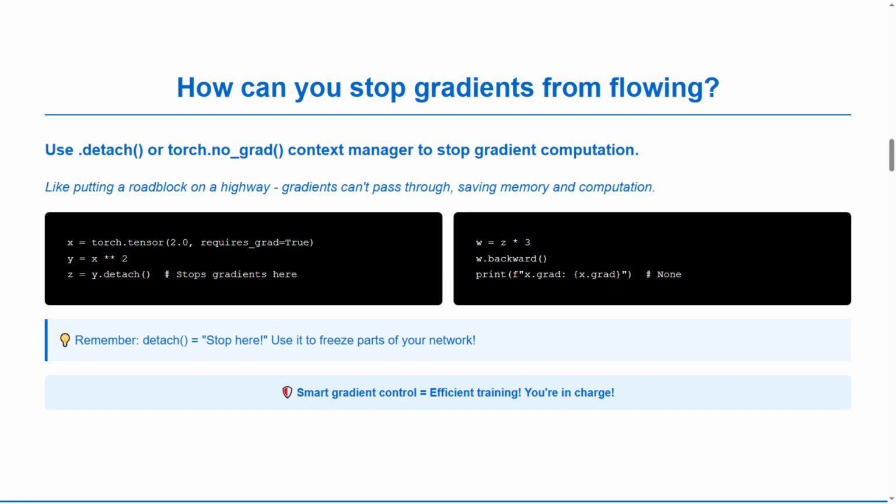Use it to freeze parts of your network. Smart gradient control equals efficient training. You're in charge. Summary. Use detach or no grad to prevent gradient flow for memory efficiency.